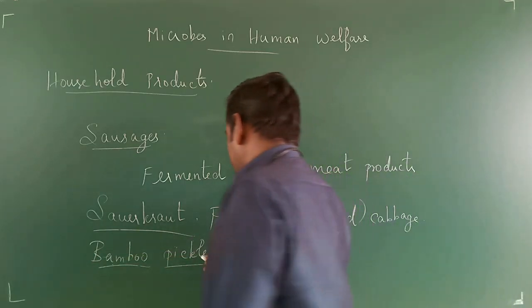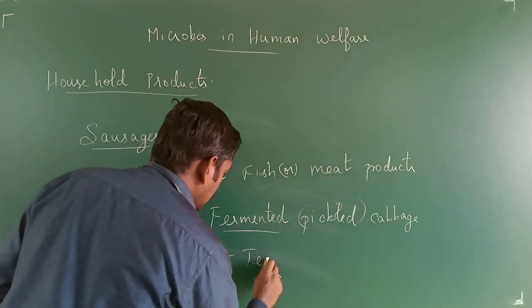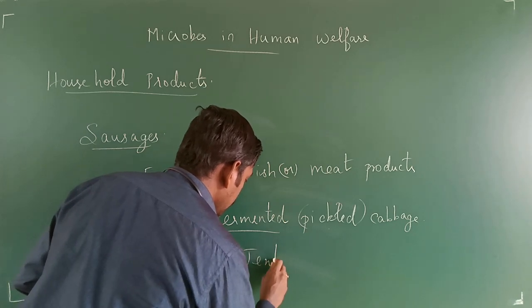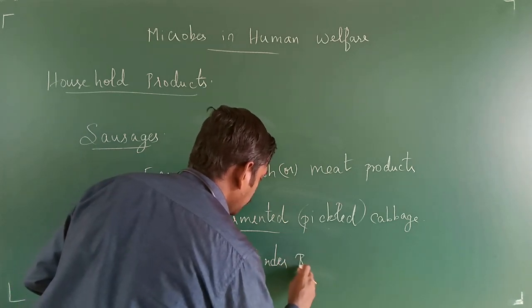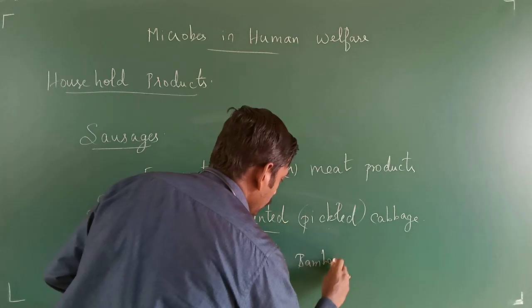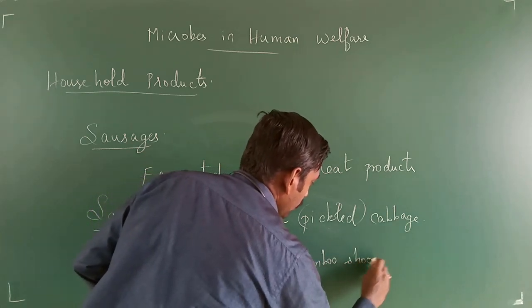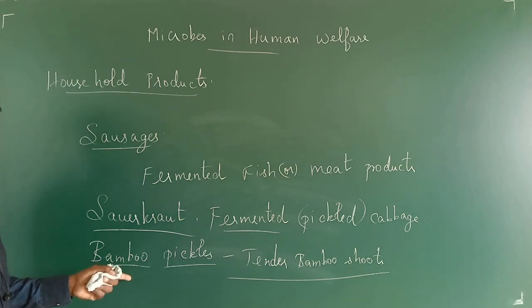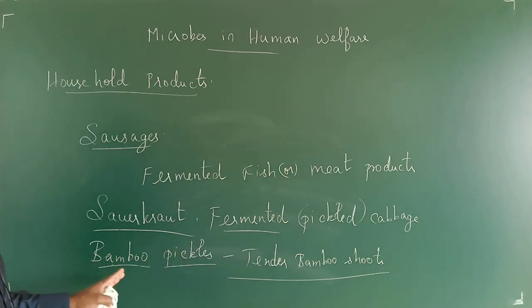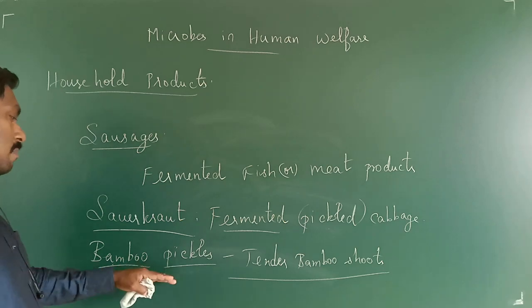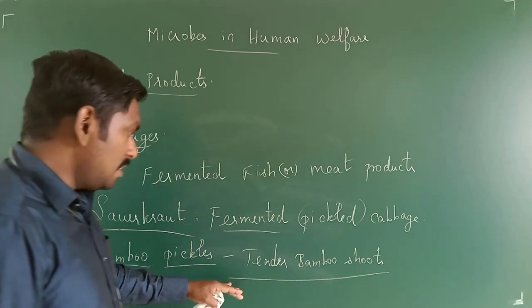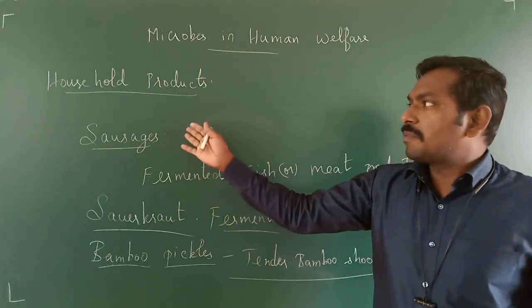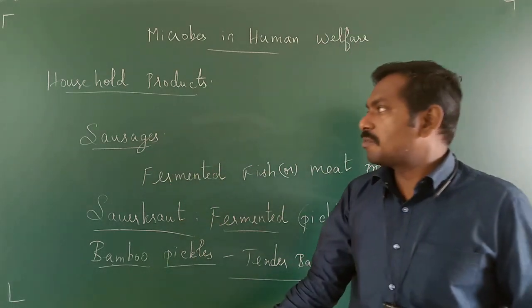The tender bamboo shoots are used in the production of bamboo pickles. With this we are ending the household products.